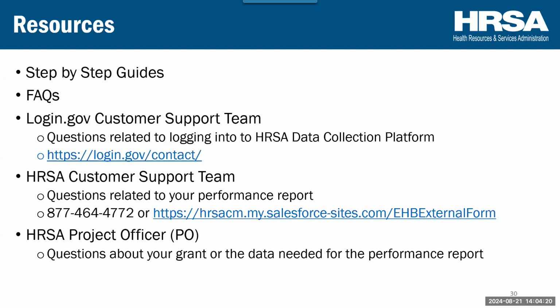We also have a few helpful resources available to you. You can find step-by-step guides and FAQs from the Help tab and widget, which we looked over in the first demo. If you have any questions or issues logging into the system, please contact the login.gov customer support page. Or if you have questions related to your performance report, please contact the HRSA customer support or your HRSA PO. And you can also reach out to your PO for questions about your grant or the data needed for said performance report.